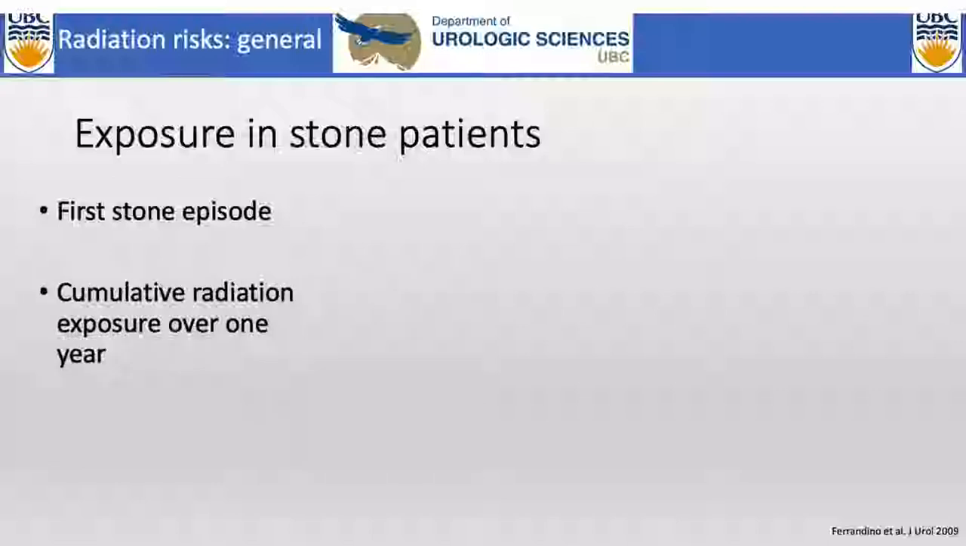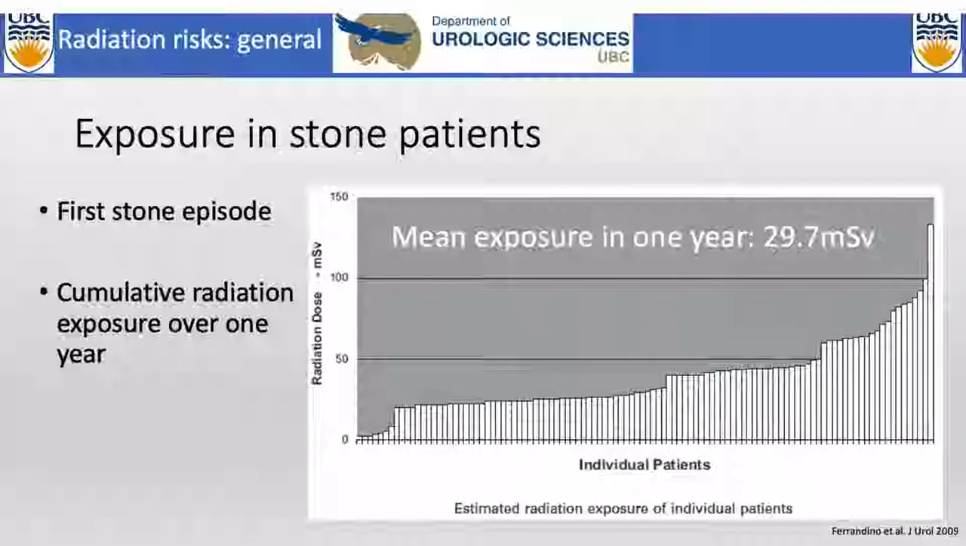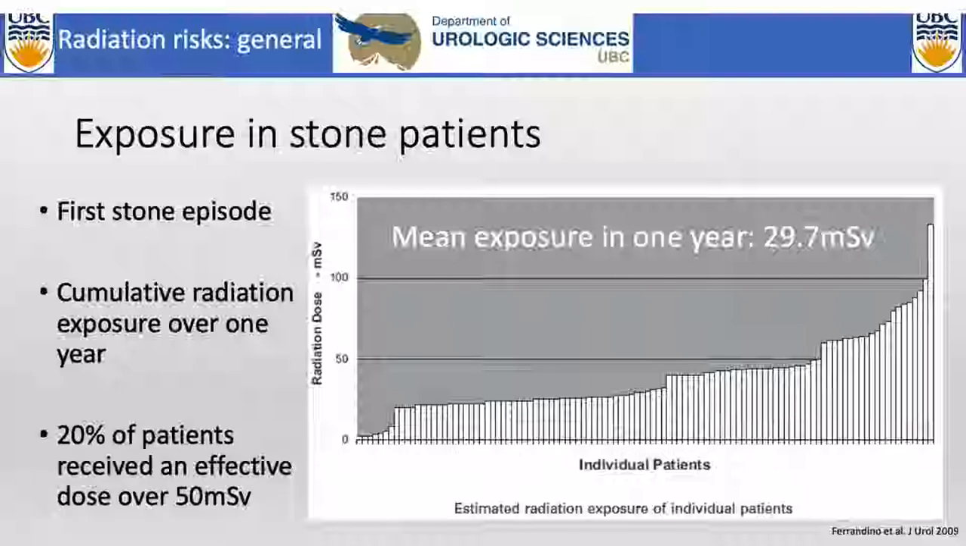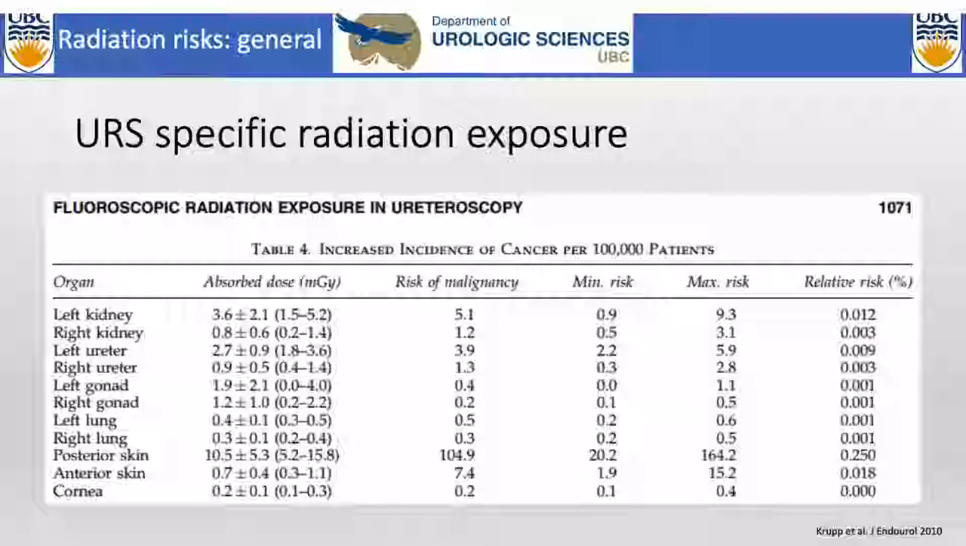A study published in 2009 in the Journal of Urology looked at patients coming in for their first stone episode. This was done at UT Southwestern and Duke. Cumulative radiation was measured over 1 year, and they found the mean exposure for people showing up with a first stone presentation was 29.7 millisieverts, so quite high. What was more concerning is that 20% of the patients were receiving over 50 millisieverts in that first year from CT KUBs, x-rays, fluoroscopy for ureteroscopy or PNLs, and CT IVPs. So even our patients are getting fairly high doses in general.